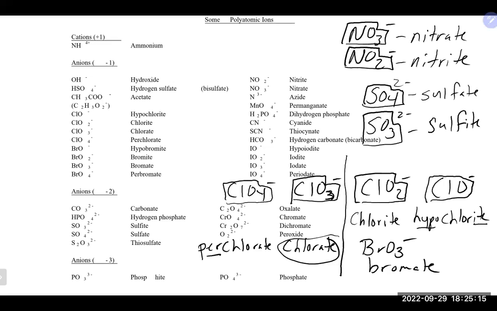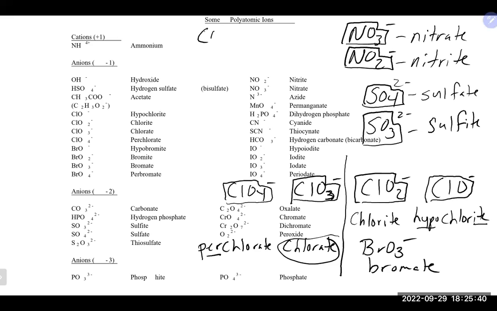Now, a lot of times what people will do is remember all the -ates and know that the -ites are basically just one oxygen less, or you could do the opposite: remember all the -ites and know that the -ates are just one more oxygen above that. Or you can just remember them separately, however you like to do that. A couple other things that we see on this table, if we go back to it maybe.